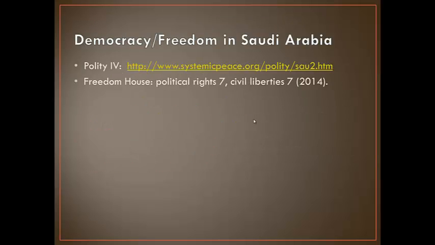We can take a look at both the Polity 4 scores and the Freedom House scores to understand the level of democracy or freedom in Saudi Arabia. So we'll just talk about Freedom House first. Freedom House ranks Saudi Arabia as a 7 on political rights and a 7 on civil liberties. That is a scale that goes from 1 to 7, 1 being the most democratic and 7 being the least democratic. So Saudi Arabia ranks very low on political rights and very low on civil liberties.